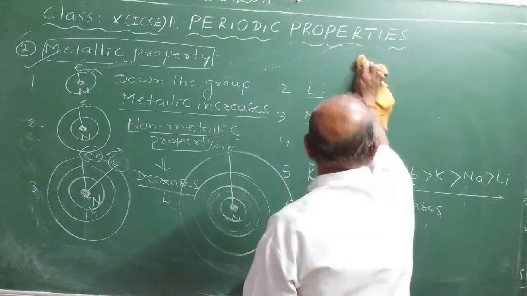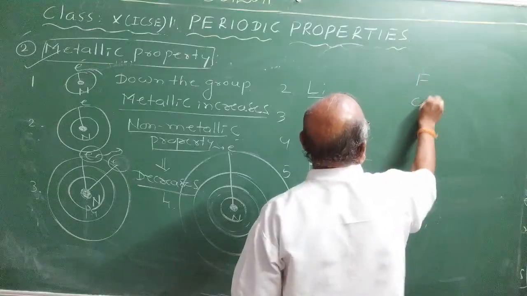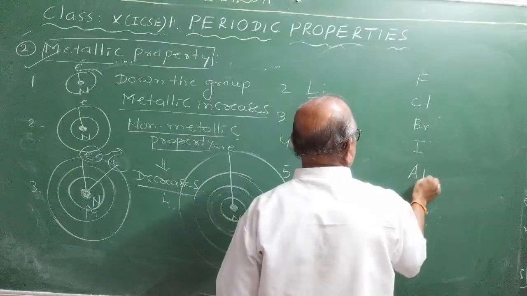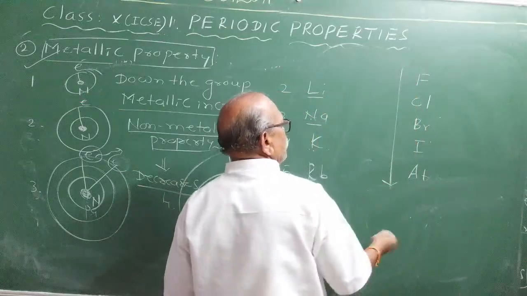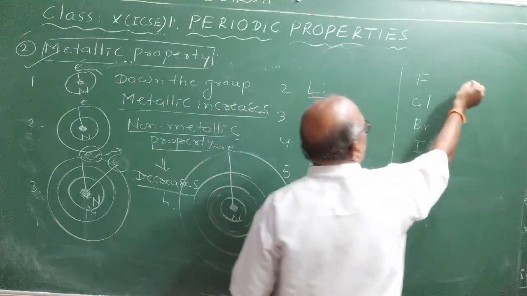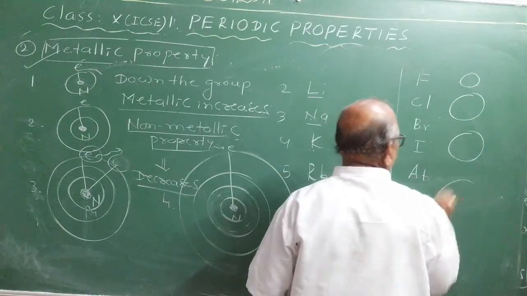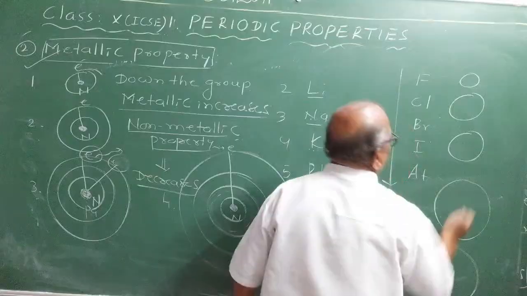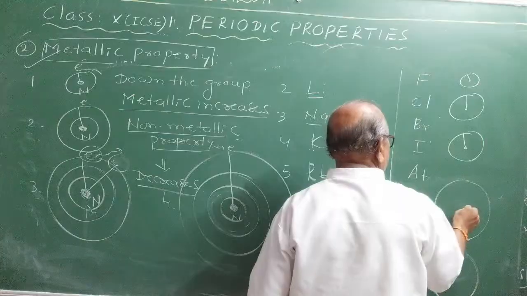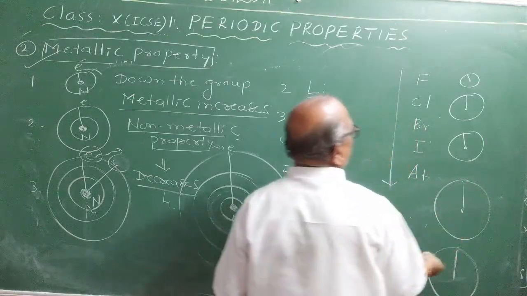Even you can take the halogens. Halogens: fluorine, chlorine, bromine, iodine, let us take astatine. If you come down the group, what is happening? A new shell is introduced. Means the size of fluorine will be less, chlorine will be more, bromine will be still more, iodine will be still more, astatine will be still more. The atomic size will be more. Then the nucleus will have less ability to hold the electron.